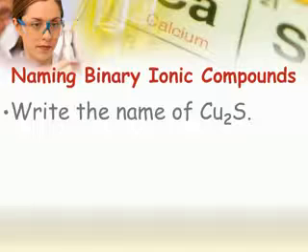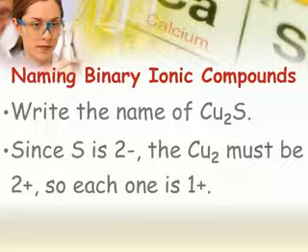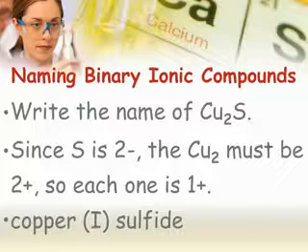Okay, let's try this one, Cu2S. Sulfide is 2 minus. There's 2 coppers. The 2 of them have to be 2 plus, so that means each one is 1 plus. Take a look at that again. Make sure you understand. There's 2 coppers. There's 1 sulfide. The sulfide, of course, is 2 minus. Therefore, the 2 coppers have to add up to 2 plus. Since they have to add up to 2 plus, and there's 2 of them, that means each one is 1 plus. So it is called copper(I) sulfide.